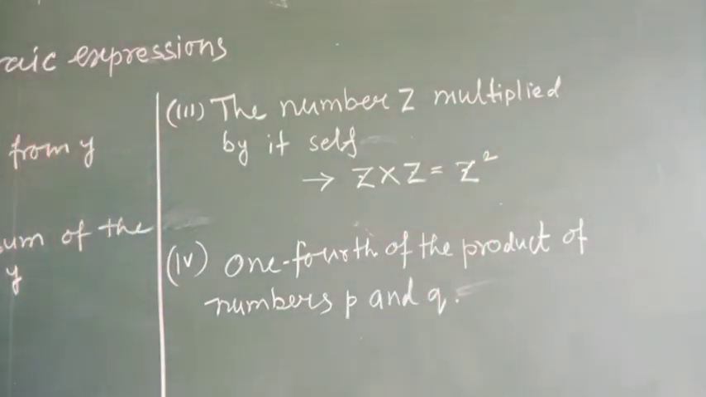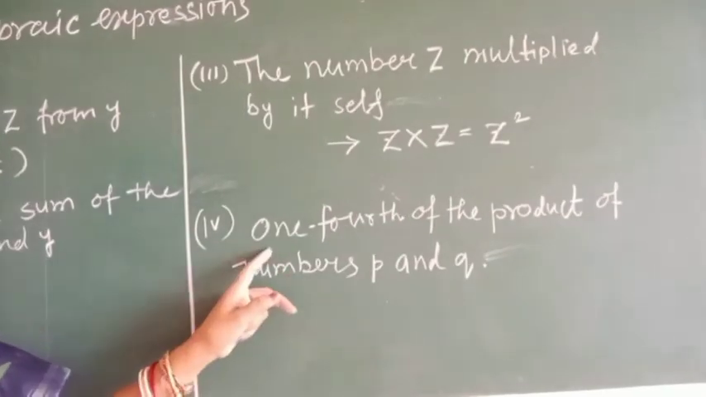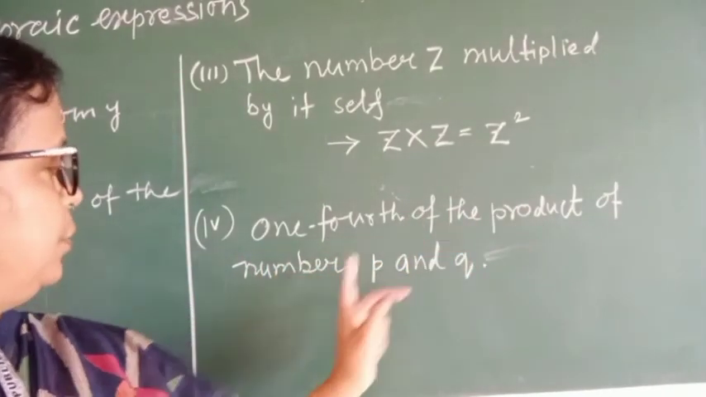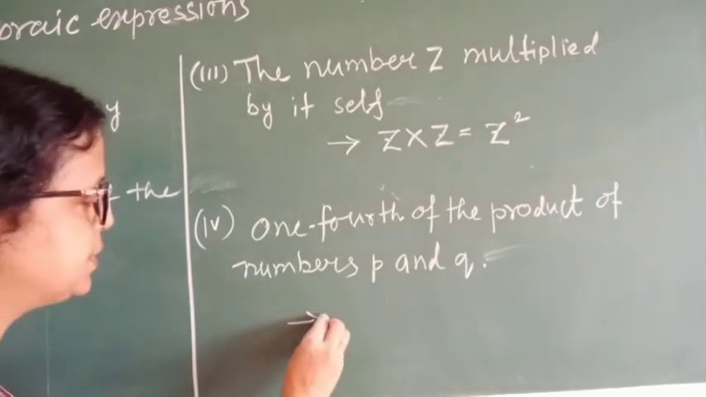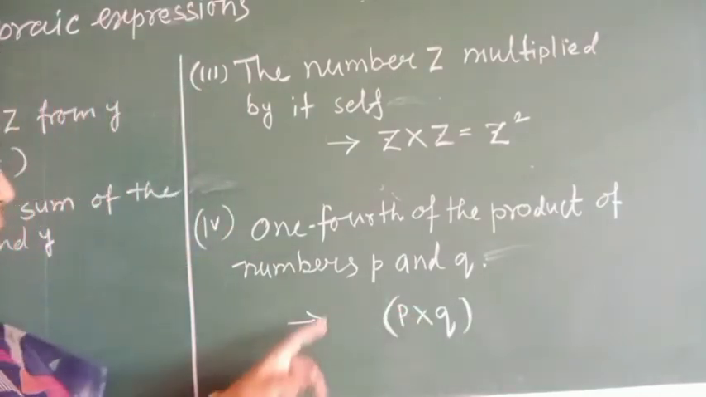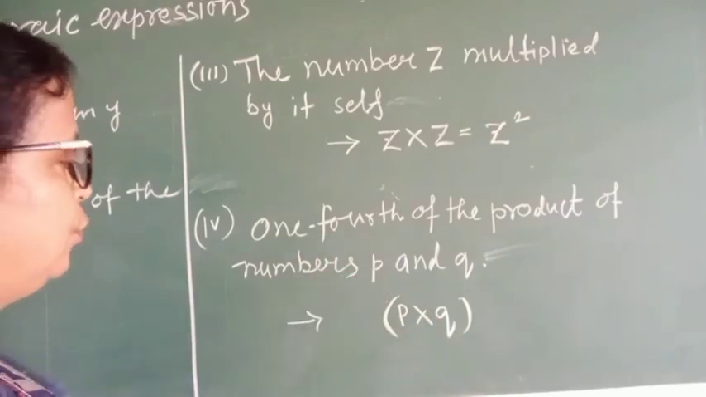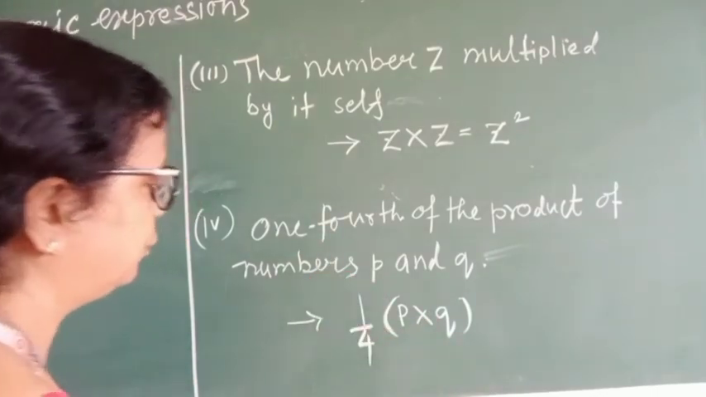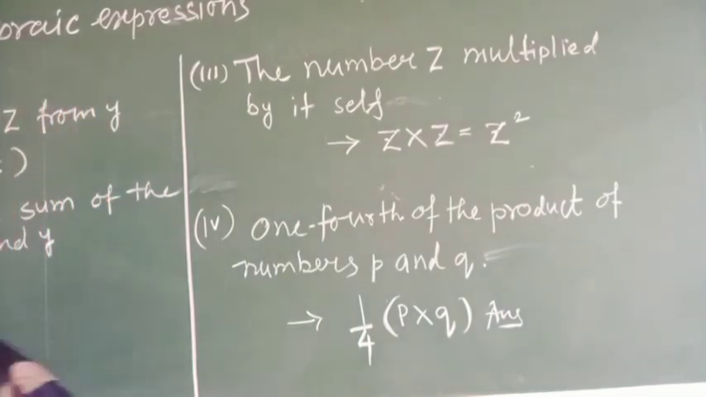Next question, question number 4. 1/4 of the product of the numbers P and Q. Product of the numbers P and Q means P into Q. 1/4 of that. Okay. So you have to practice this.